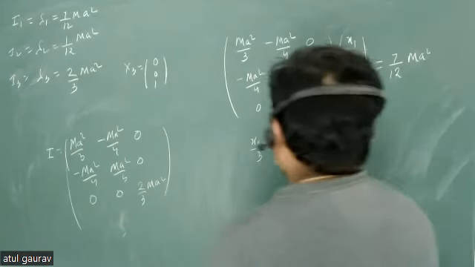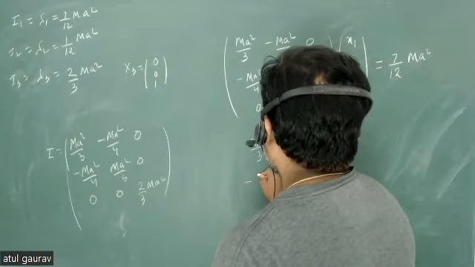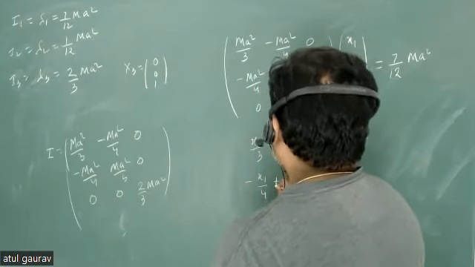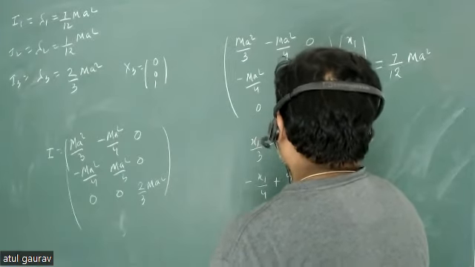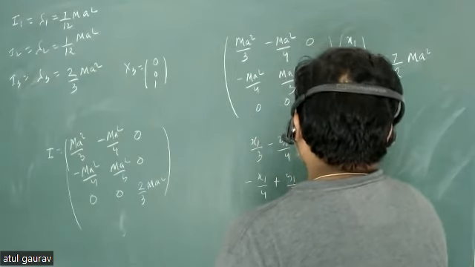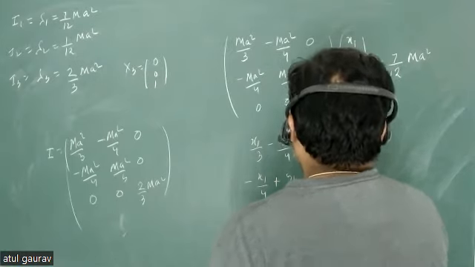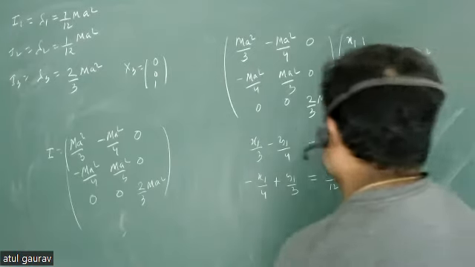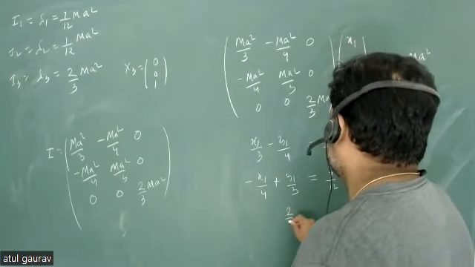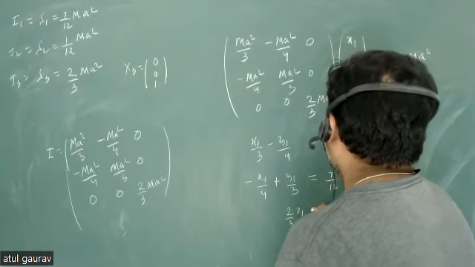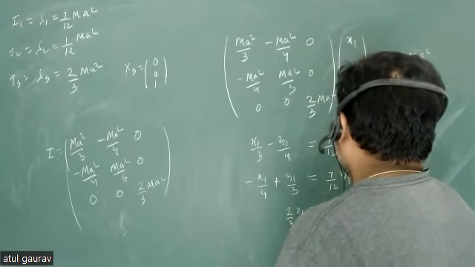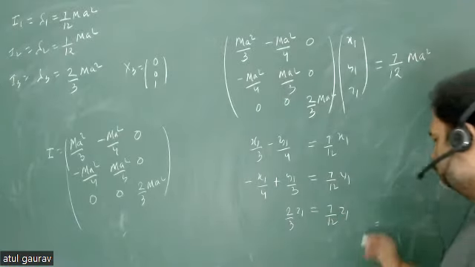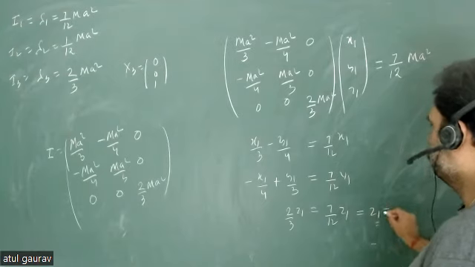ठीक है ना? What is second equation? Minus x1 by 4 plus y1 by 3 is equal to 7 by 12 y1. Clear है ये? And last equation is 2 by 3 z1 is equal to 7 by 12 z1. So what is meaning of that? Z1 must be equal to 0. So from here, Z1 must be equal to 0.